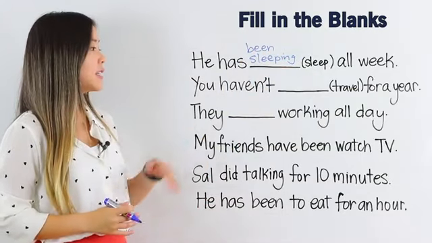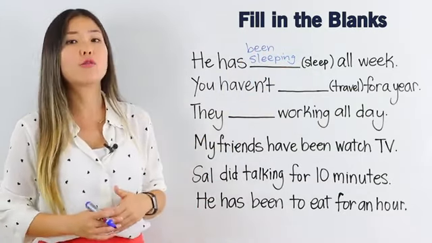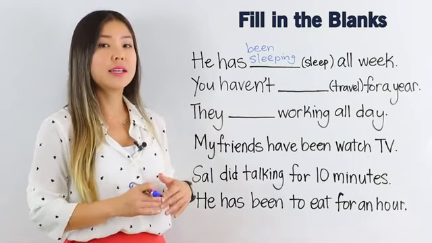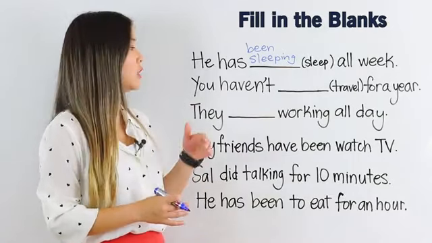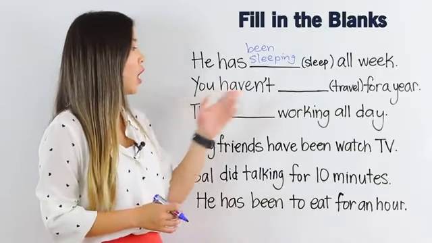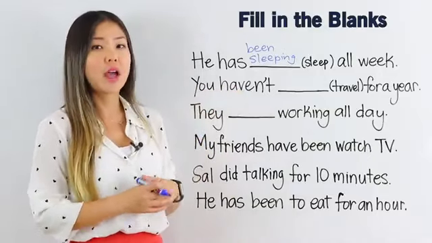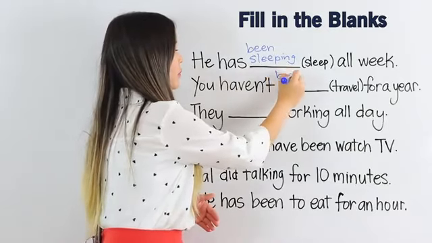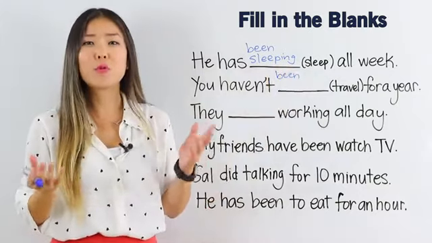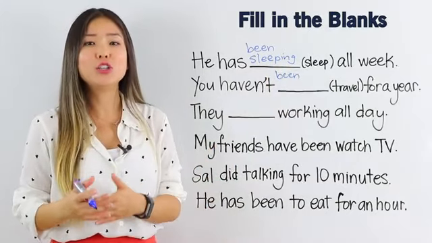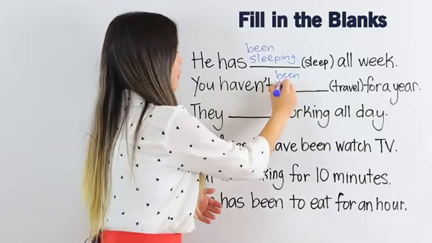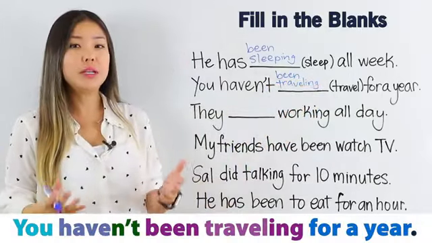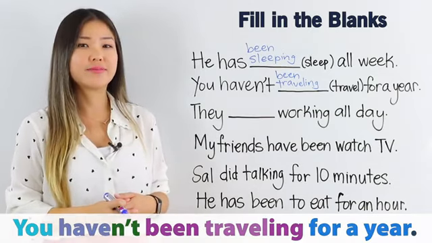The next sentence says, you haven't blank for a year, and the verb is travel. Now, this is the negative form, so you see the contraction haven't. You have not, or you haven't. Again, what we do after that is add been. Then, do you remember what to do? Add ing to the verb. You haven't been traveling for a year.